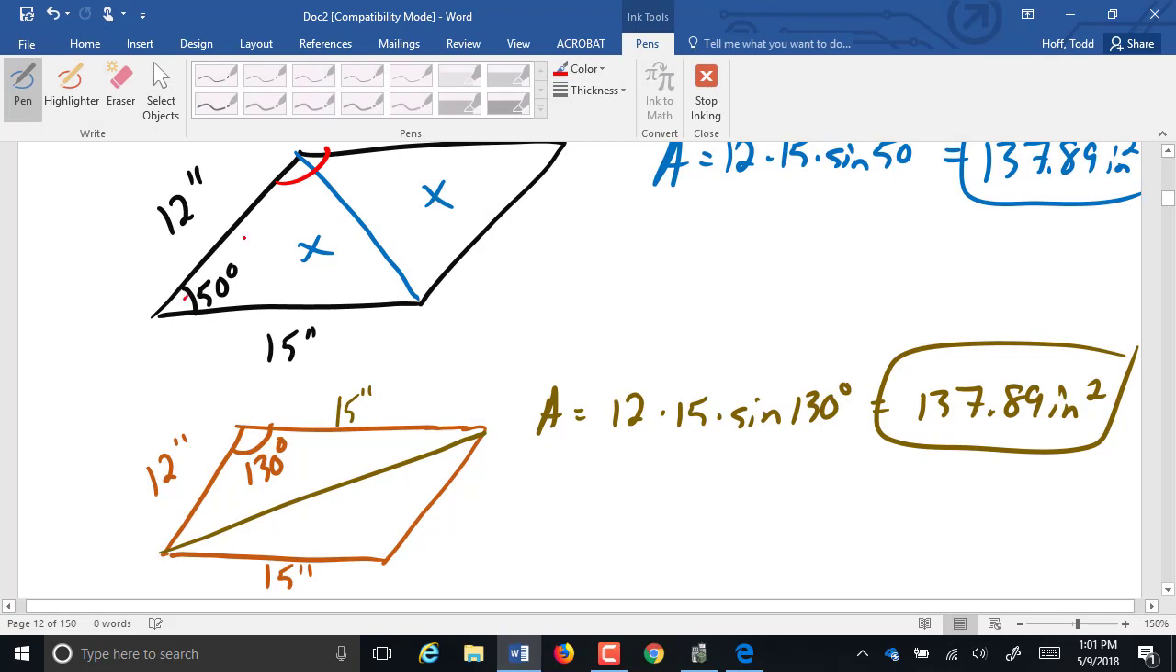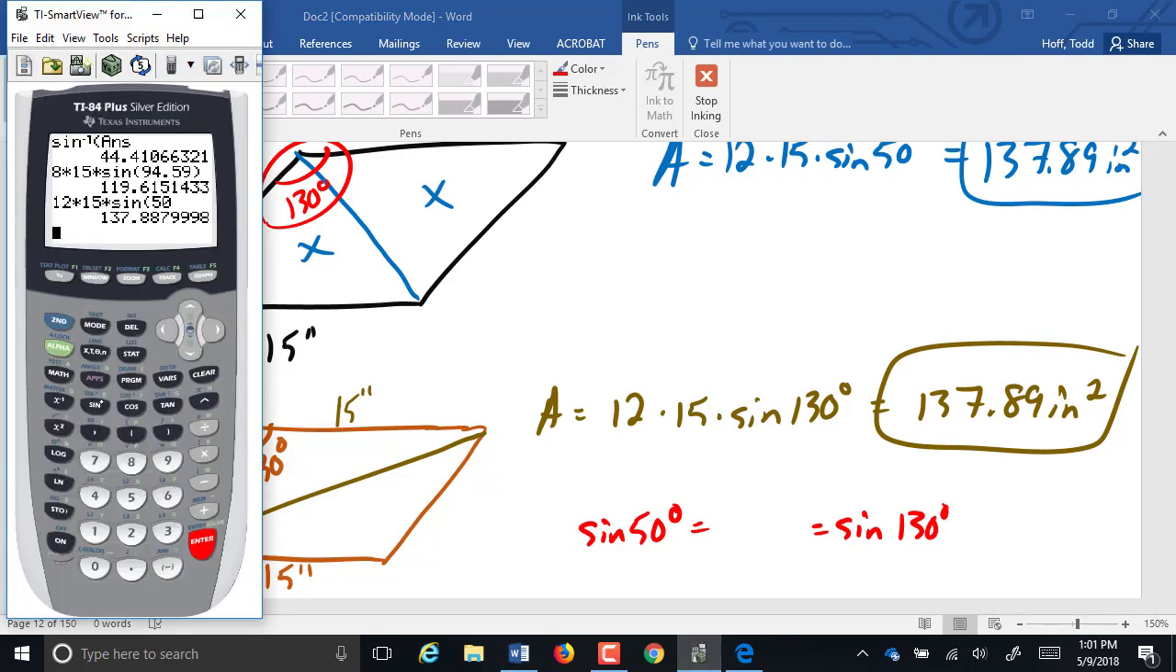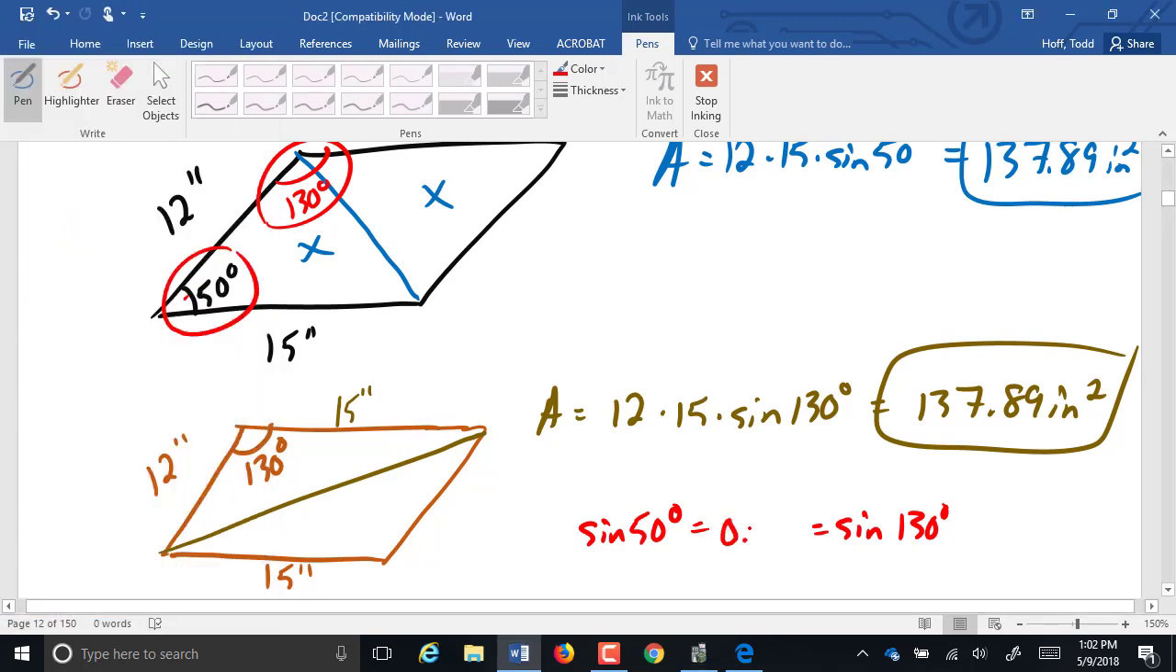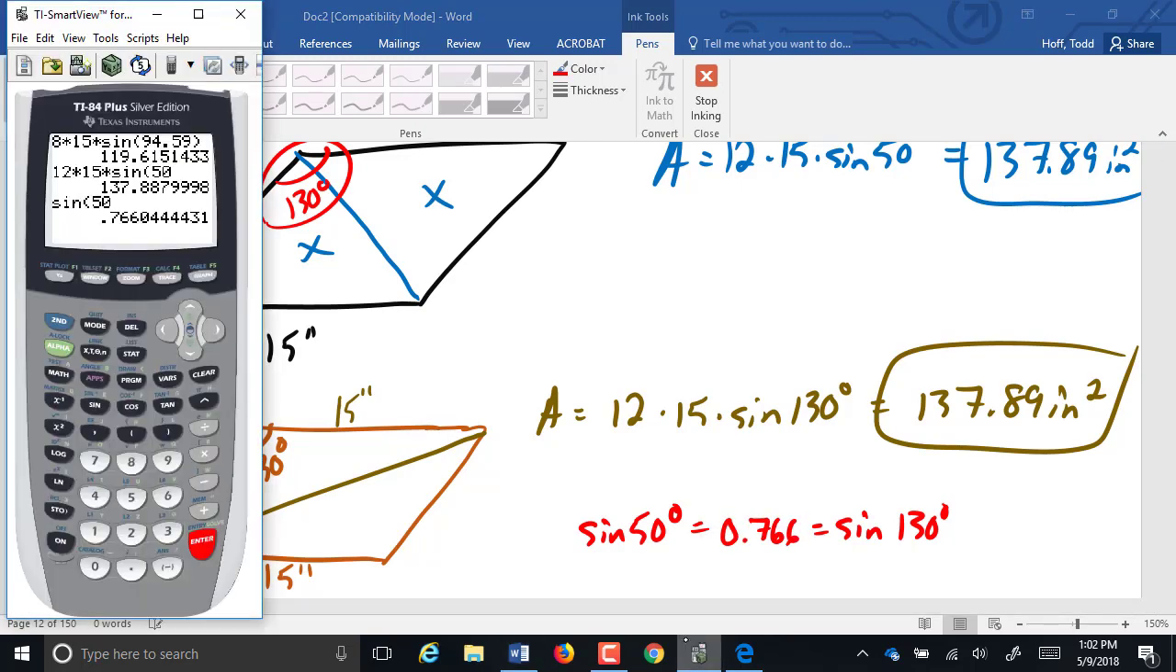Parallelogram, these angles here have to be supplementary. This is 130 degrees. They're the same parallelogram. How does it work out that it doesn't matter whether I use 50 degrees or 130 degrees? Yeah. Because those are supplements, sine of 50 is 0.766. Sine of 130 is 0.766. They're the same.